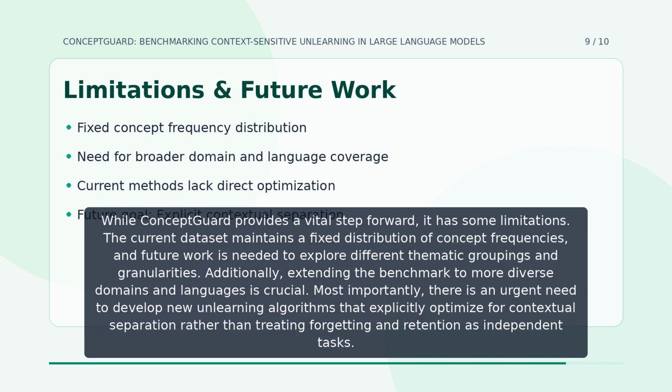While ConceptGuard provides a vital step forward, it has some limitations. The current dataset maintains a fixed distribution of concept frequencies, and future work is needed to explore different thematic groupings and granularities. Additionally, extending the benchmark to more diverse domains and languages is crucial. Most importantly, there is an urgent need to develop new unlearning algorithms that explicitly optimize for contextual separation rather than treating forgetting and retention as independent tasks.